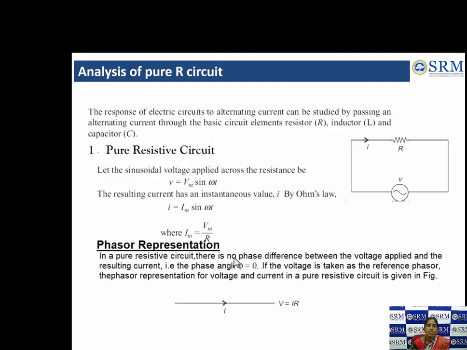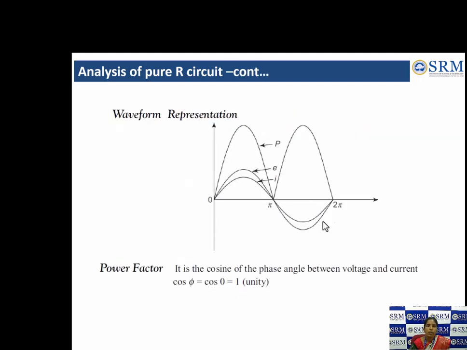So in a pure resistive circuit, there is no phase difference between the voltage and current. Both lie in the same reference. If voltage is taken as the reference phasor, the angle between voltage and current is going to be 0. Waveform, how is it represented? E is the voltage wave, I is the current wave, over a complete cycle, and power is the product. So it turns out to be only these positive peaks.